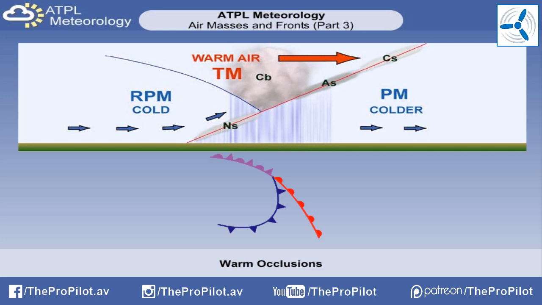Warm occlusions are more common in winter because the cold European landmass will provide polar continental air ahead of the approaching polar front.